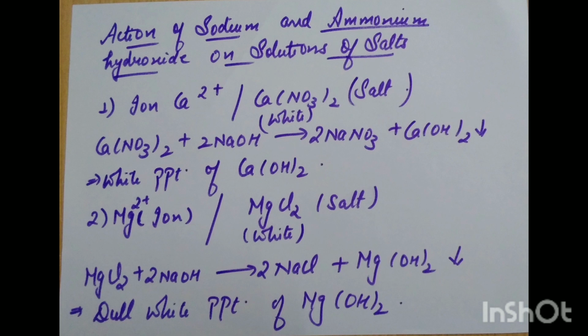Second is when we are going to deal magnesium chloride with sodium hydroxide. Here the magnesium ion is going to be reacted and we are going to obtain sodium chloride along with magnesium hydroxide, and here the color becomes dull white, because of the presence of precipitate of magnesium hydroxide, that is Mg(OH)2.